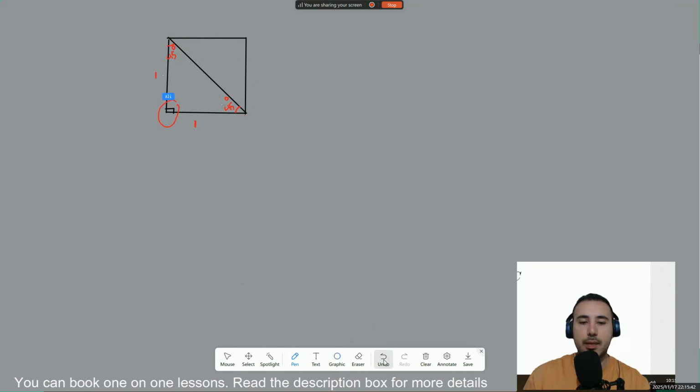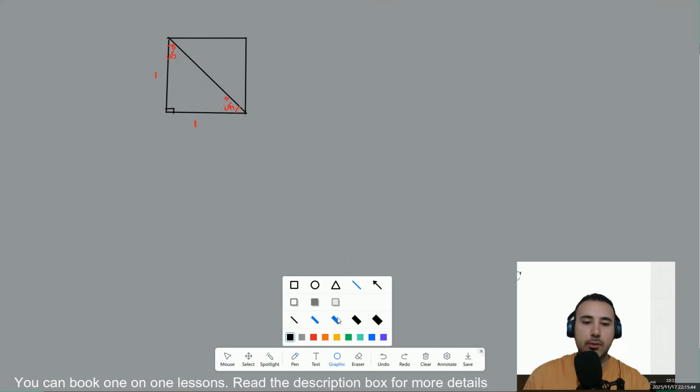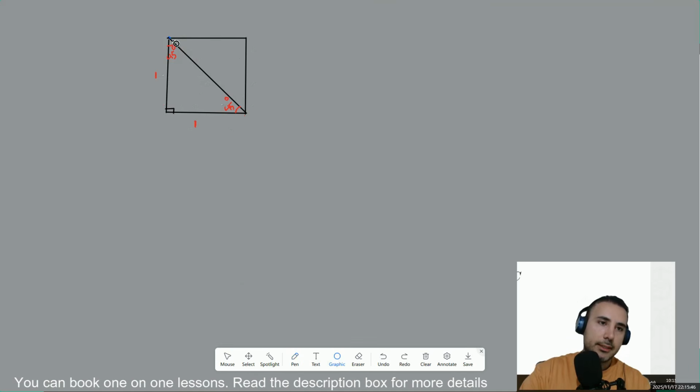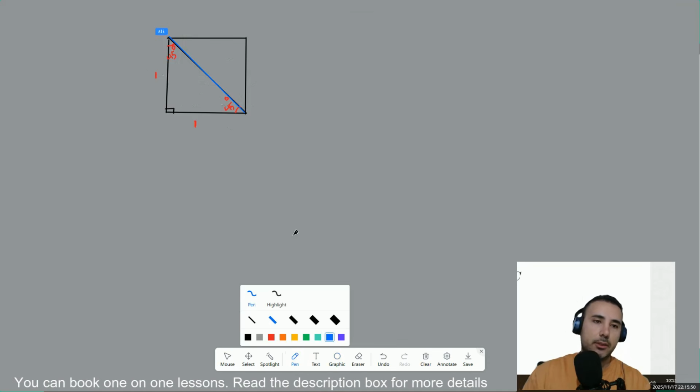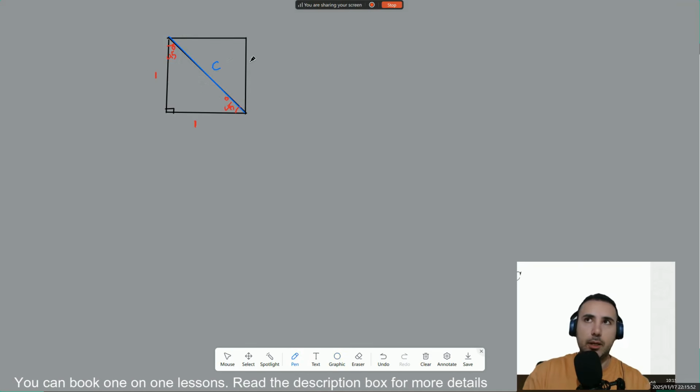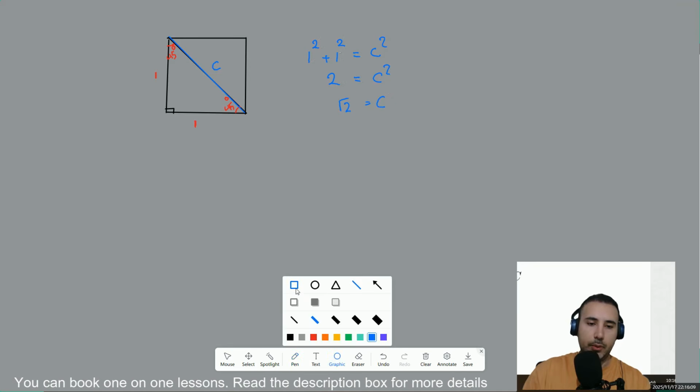That's it. And now you tell me what is the diagonal of a square. Look, let's call this one c. We know a squared plus b squared is equal to c squared, but in this case, a and b are the same, so we're going to do it like that. So now we're going to have 2 is equal to c squared, so then c is equal to root 2.